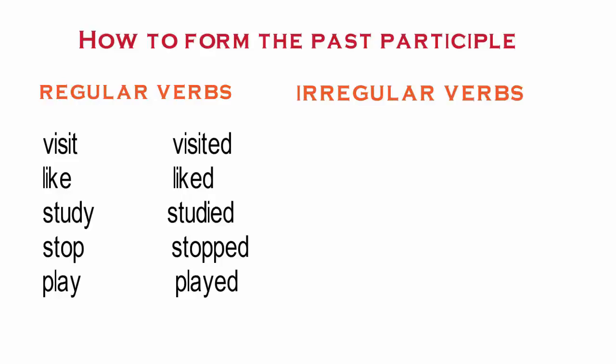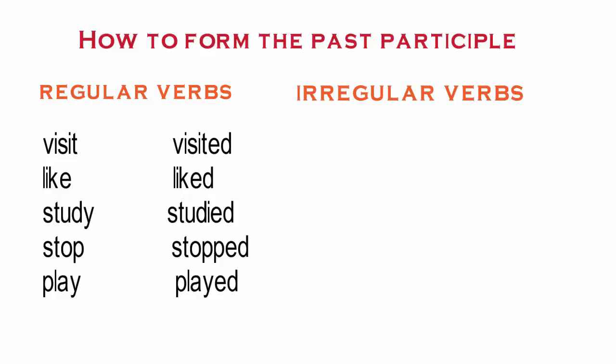The verb stop, it ends with p, which is a consonant sound, and before the p we have the o, which is a vowel. This is why we should double the last consonant before adding ed. So it's stopped, p-p-e-d.